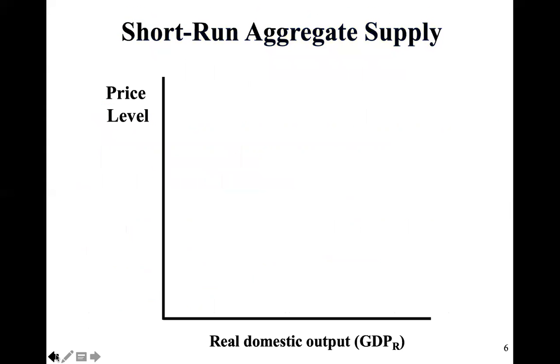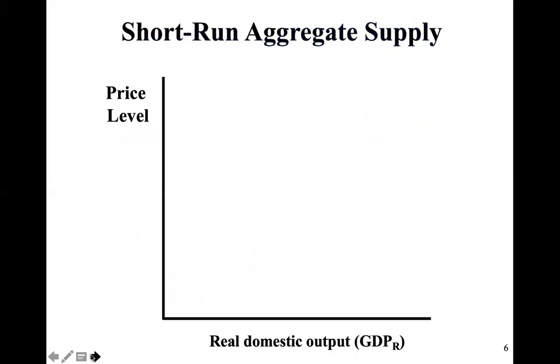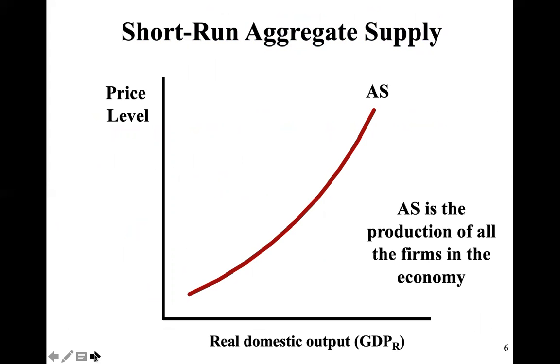Okay, so let's derive that curve. What is that going to mean? That means price level goes up, then the quantity supplied is going to go up. So our aggregate supply curve is going to look like a traditional supply curve. It's going to show that direct relationship between price level and real GDP supply. Okay, so that's a short run aggregate supply curve.